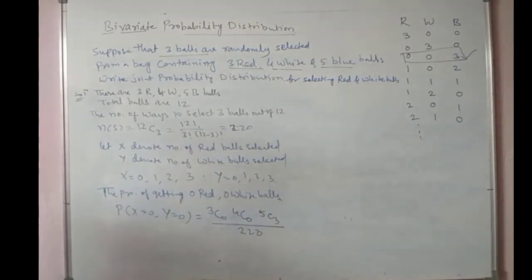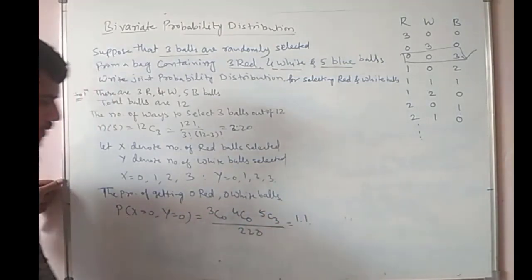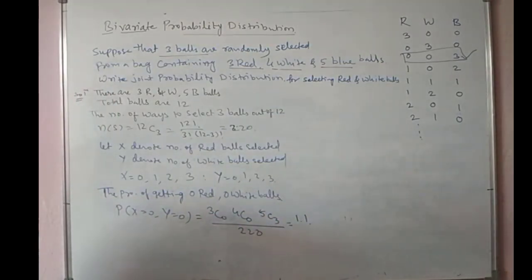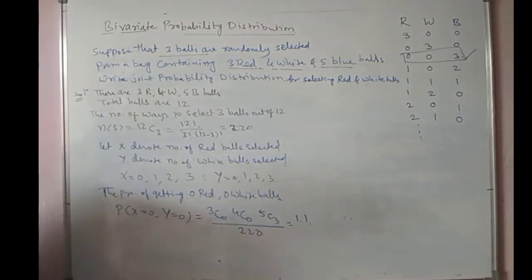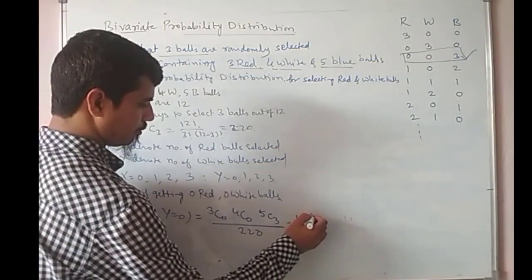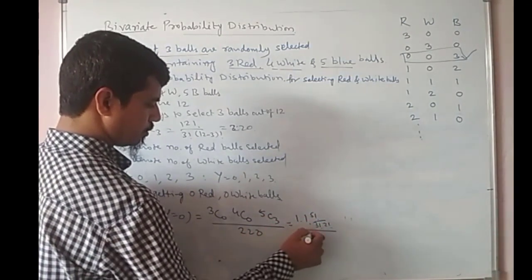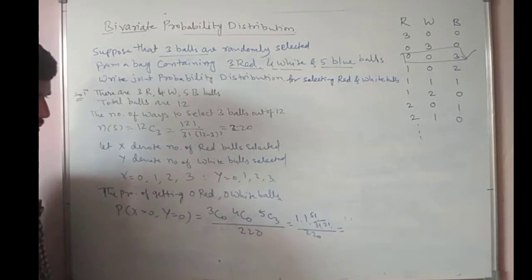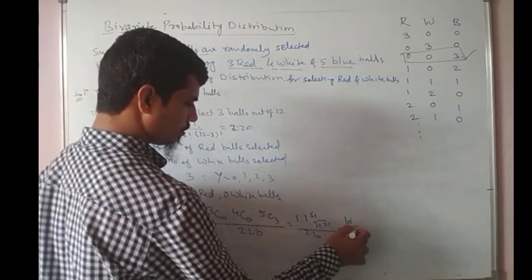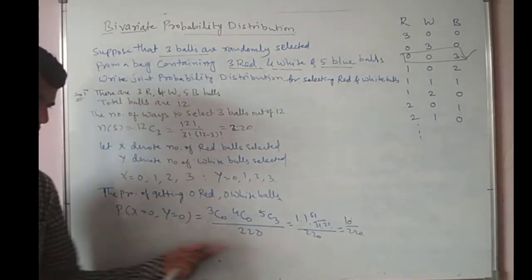So if you simplify this one, 3C0 is 1, 4C0 is 1, and 5C3 you have to evaluate by using the formula 5 factorial divided by 3 factorial into (5 minus 3) which is 2 factorial, divided by 220. If you simplify this, you will get 10 by 220. So the probability of getting 0 red and 0 white ball is 10 by 220.